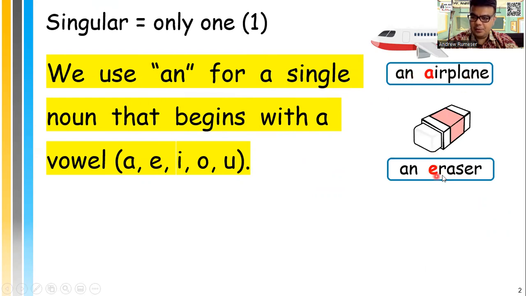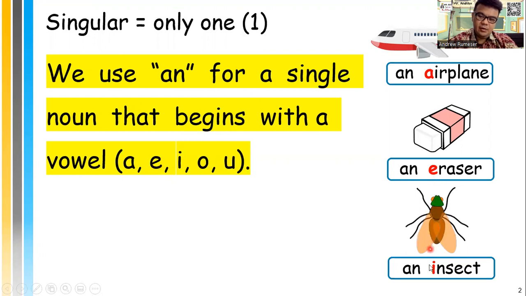What about this word, this noun, this thing? Eraser starts with the letter E, that's right. So is E here? Yes, it is. A-E-I-O-U. This one is E. So we use an eraser. What about this word? An insect. Insect starts with the letter.